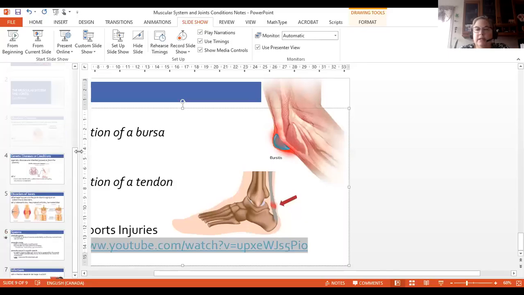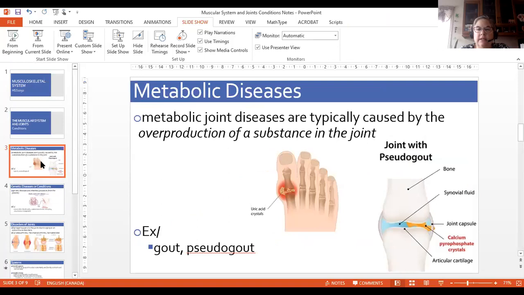Okay, so we're just going to talk about some of the conditions that are associated with our musculoskeletal system. So we talked about the skeleton already. We talked about conditions associated with the skeleton. Now we're going to talk about conditions associated with either the joints or the muscle. Okay, so the first category, so when you look at the curriculum for this, it talks about there's different sort of categories of conditions associated with the musculoskeletal system, and in that category fits metabolic diseases.